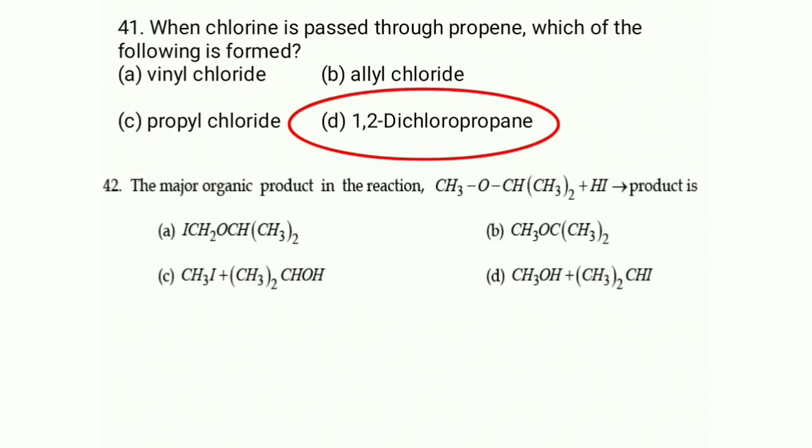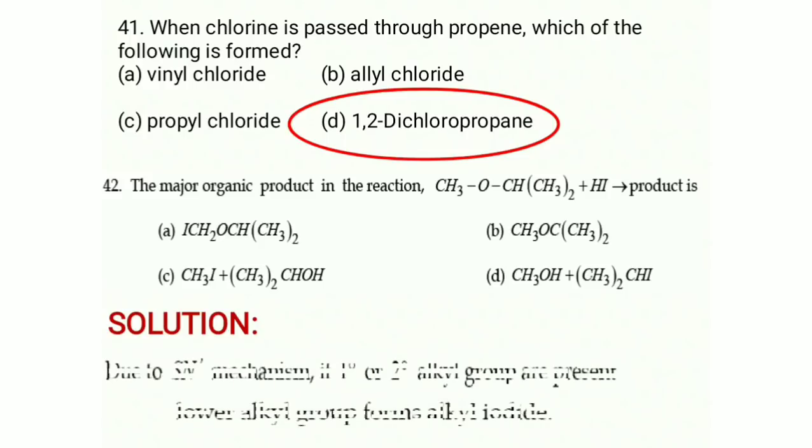The major product in the following reaction, remember, CH3OCH(CH3)2 plus HI gives product. So remember it is secondary. Primary and secondary generally undergo SN2 reaction and tertiary will undergo SN1 reaction. Because of the SN2 reaction, in this particular case, the smallest alkyl group is going to form the iodide. The smallest or lower alkyl group always forms the alkyl iodide, if a primary or secondary alkyl group is present. So the answer for this question is, remember, C.